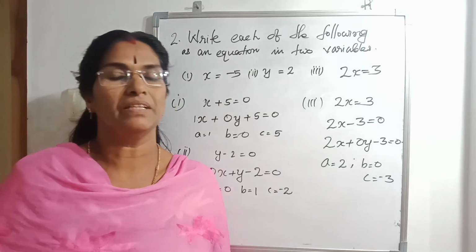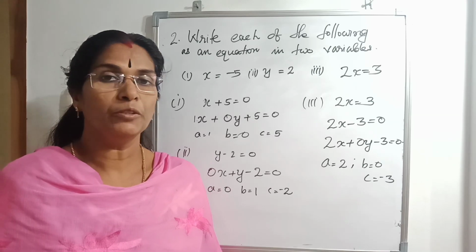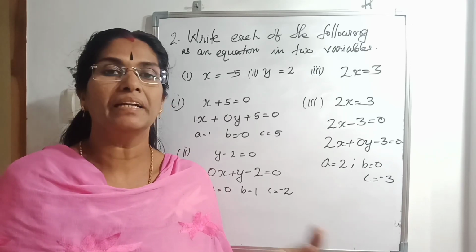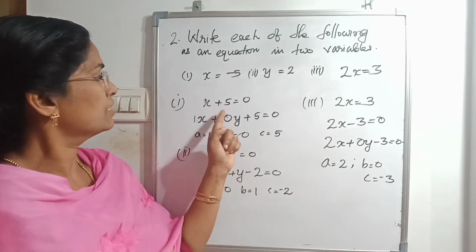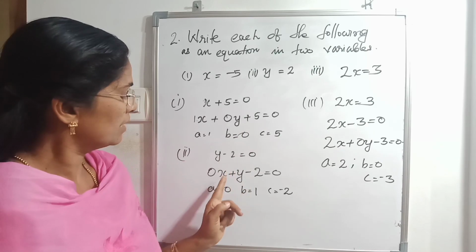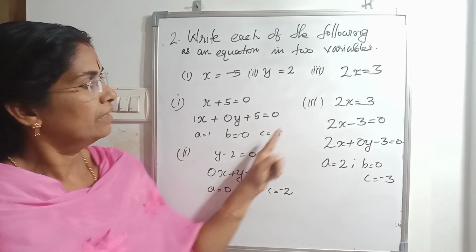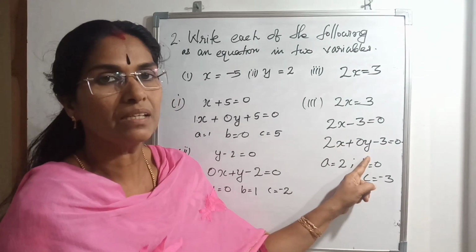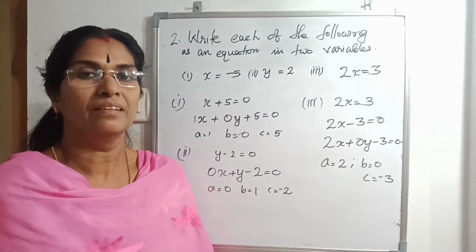The first part is very simple. Clear this one? Okay, what we have to do? Which term is missing, that term we are adding with the 0 coefficient. Here first one, y term is missing, so we are adding 0y. Second question, x term is missing, so we are adding 0x. The third question, y term is missing, so we are adding 0y. That is the change here.